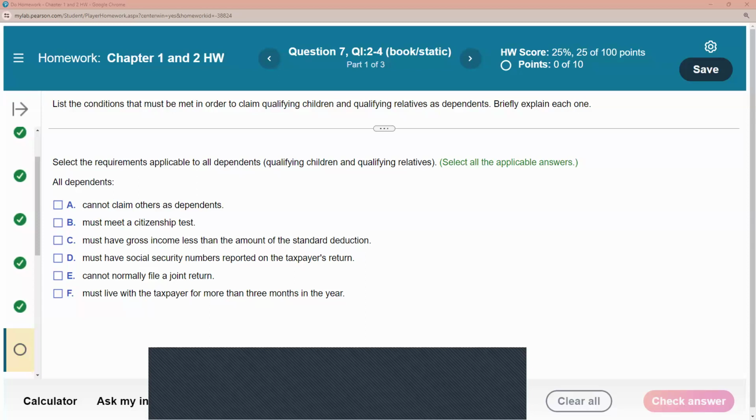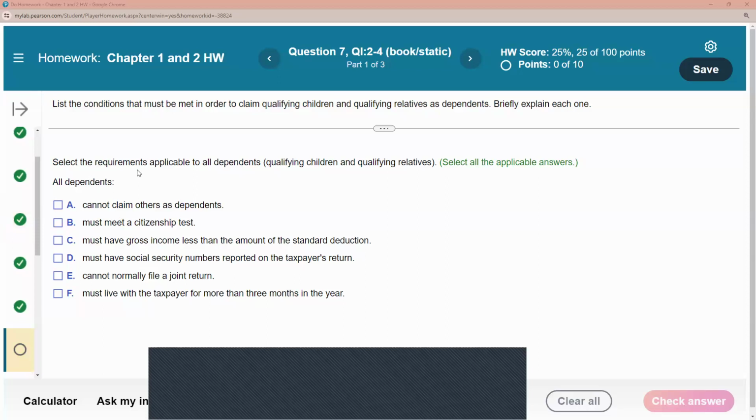So as it relates to qualifying children and qualifying relatives, at the very least, to qualify as a dependent, an individual must meet the definition of either a qualifying child or a qualifying relative. For both types of dependents, they have to meet several requirements. First and foremost, they have to meet a citizenship test. They have to meet a separate return test. And no one else can claim them as a dependent, or they cannot claim anyone else as a dependent, right?